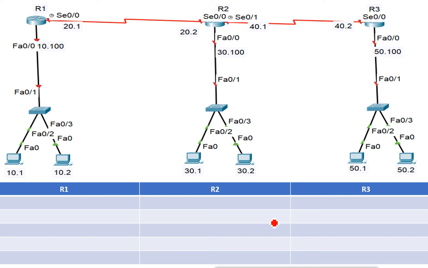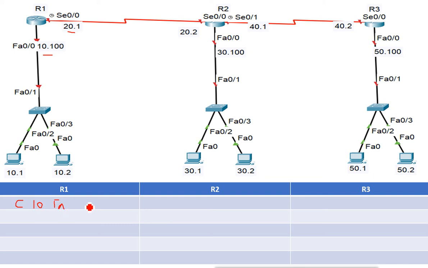Remember, we only configured the connected networks, the rest we have not configured. For example, in this router 1, we have these two networks connected, network 10 and network 20. When we configure RIP here, we say that we have a connected network 10, and it is connected from this fast Ethernet port.